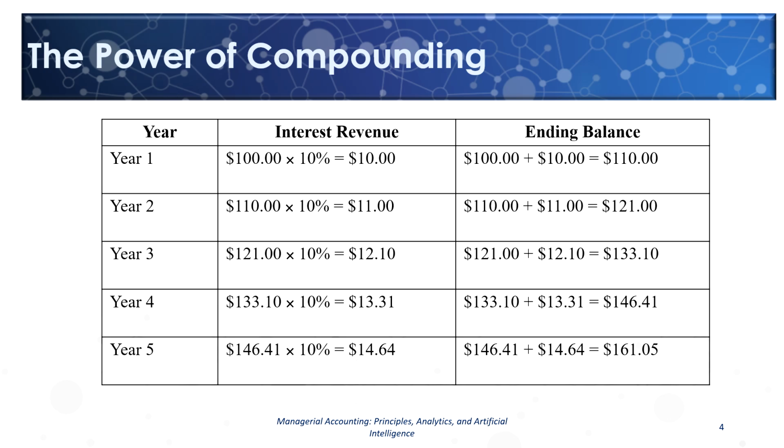Let's take a look at the power of compounding. Imagine a situation where you invest $100 at a 10% rate of return. In year one, you would generate $10 of interest revenue and have an ending balance of $110 at the end of the year. In year two, your earnings are not on the $100 of initial investment, they're on the investment plus the additional earnings that were added to the balance. So now your earnings are based on $110 at a 10% rate of return for interest revenue of $11. That continues over time, and your interest revenue on an annual basis continues to grow.